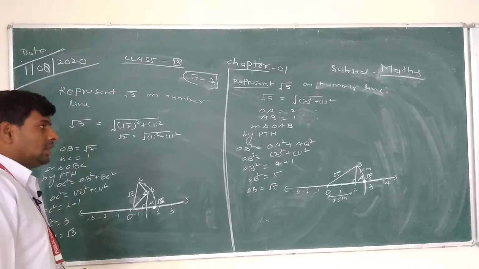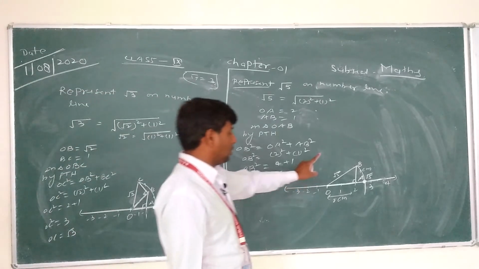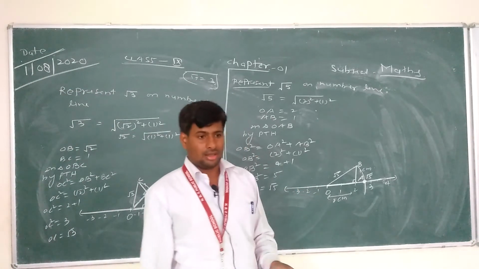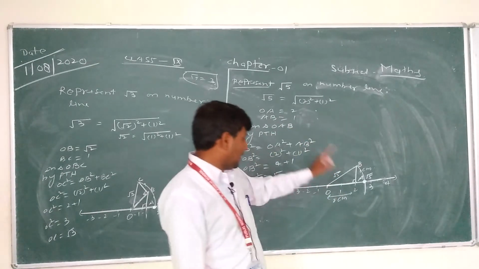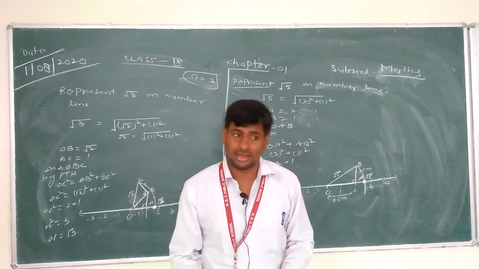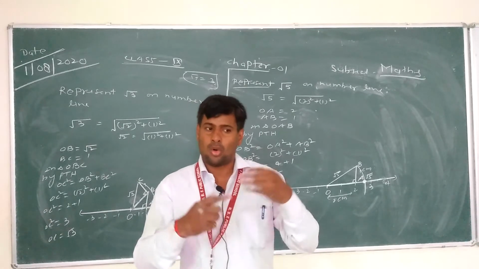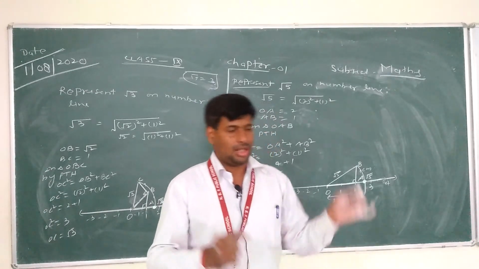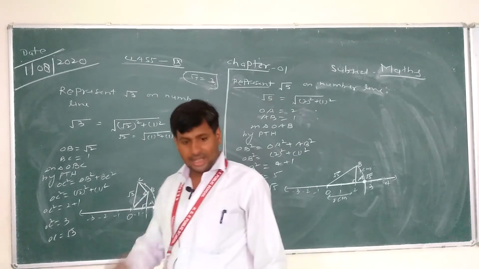Any problem? For root of 6, we can depend on root of 5. For root of 7, we can depend on root of 6. For root of 8, we can depend on root of 7. This continuous process goes till root of 8. Then for root of 9, we can depend on 3 square plus 1 square. Then we can see another example.